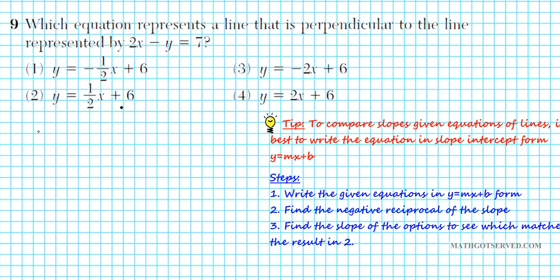So we have 2x minus y equals 7. So let's get y by itself, so it's in slope-intercept form. You subtract 2x from both sides. And then you have negative y equals negative 2x plus 7. And then you go ahead and divide every single term by negative 1. Well, you can multiply by negative 1, you achieve the same result. So you get y equals 2x minus 7.